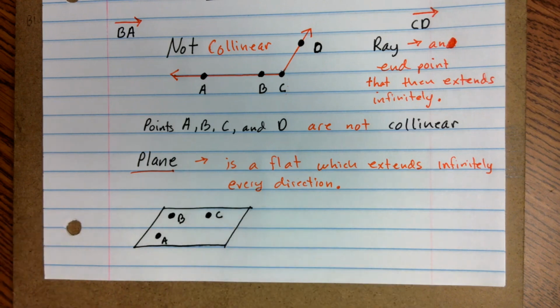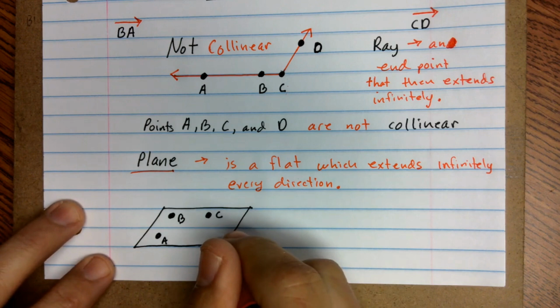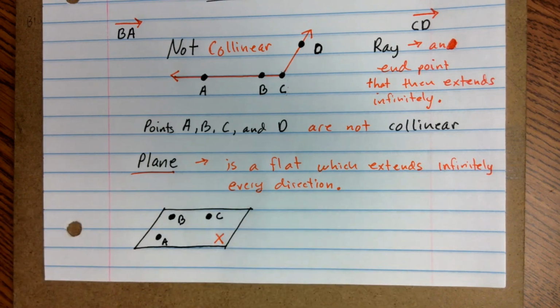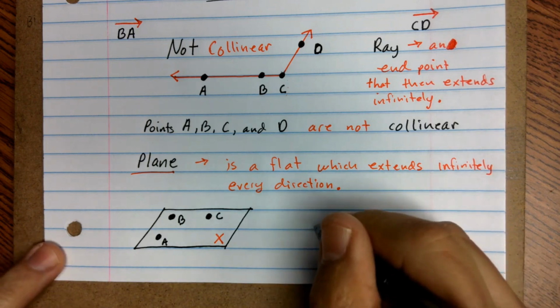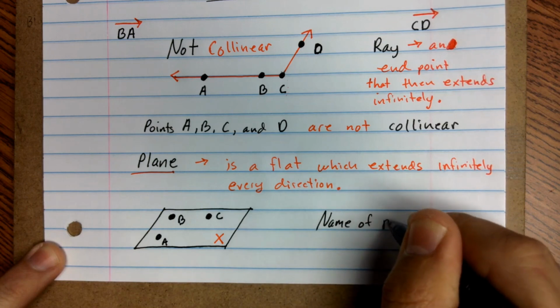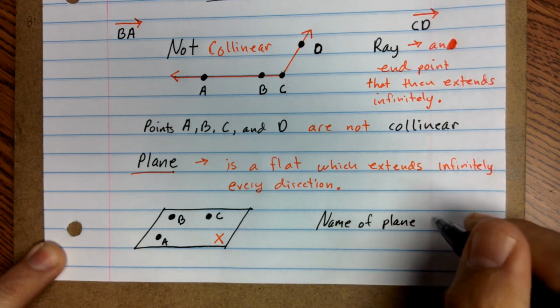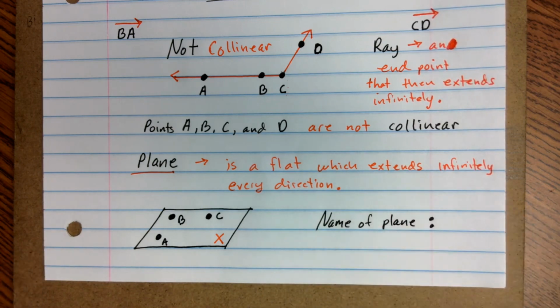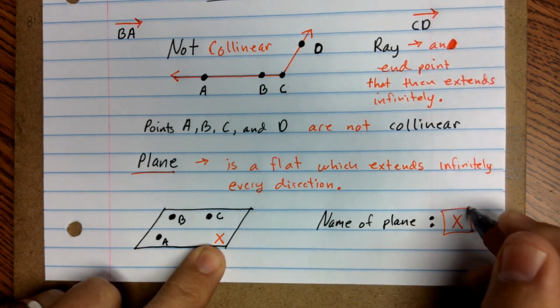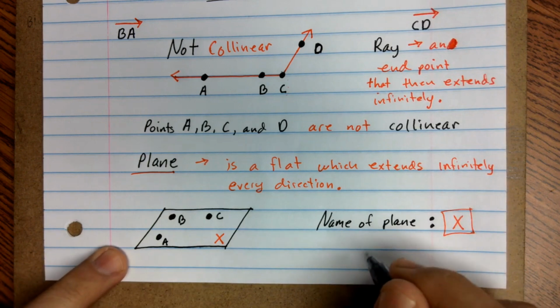And then sometimes we'll have a name for a plane. So let's just say, let's call this plane plane X. So I'm going to put an X right there. So notice that whenever we see a capital letter on a plane, that's going to be the name of the plane. The name of the plane in this case is going to be X. That's one way we can say it. So that is one of our answers. That's one way to name a plane.